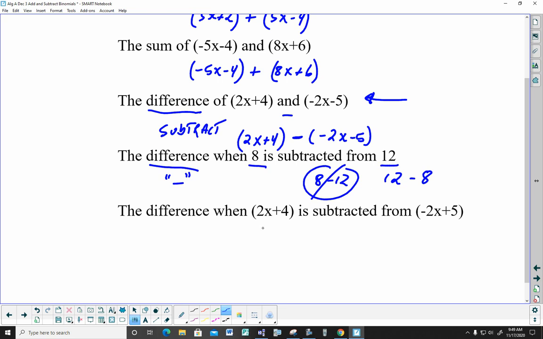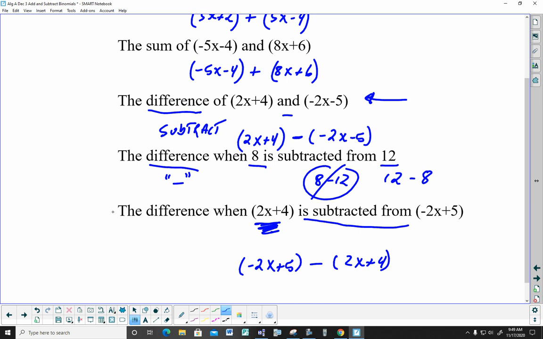So when you get one that looks like this, that says the difference when 2x plus 4 is subtracted from that, this piece here is being cut off of that piece. So it's negative 2x plus 5 minus the 2x plus 4. Okay? So you have to be careful how they word it.